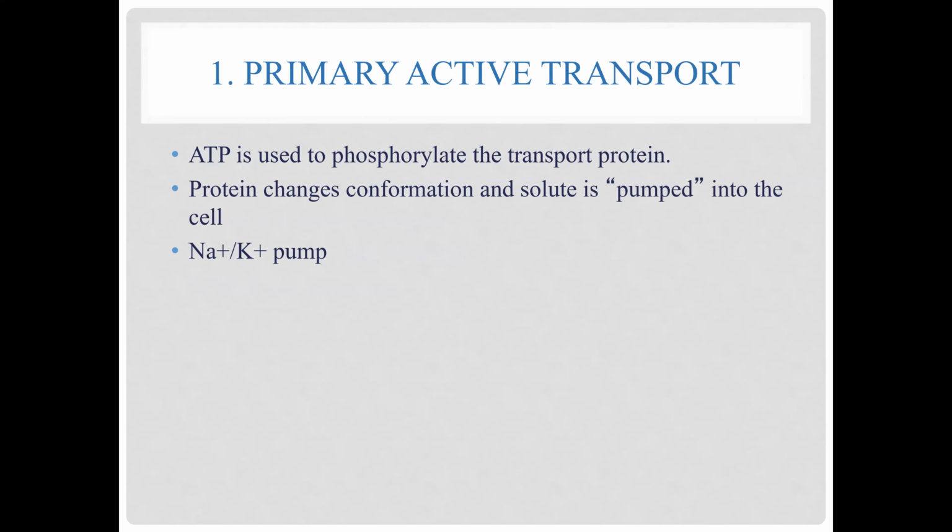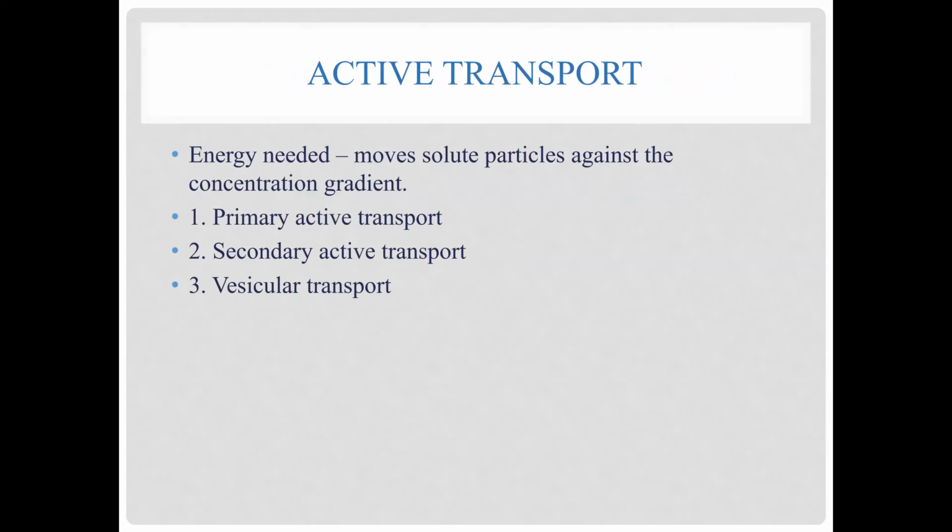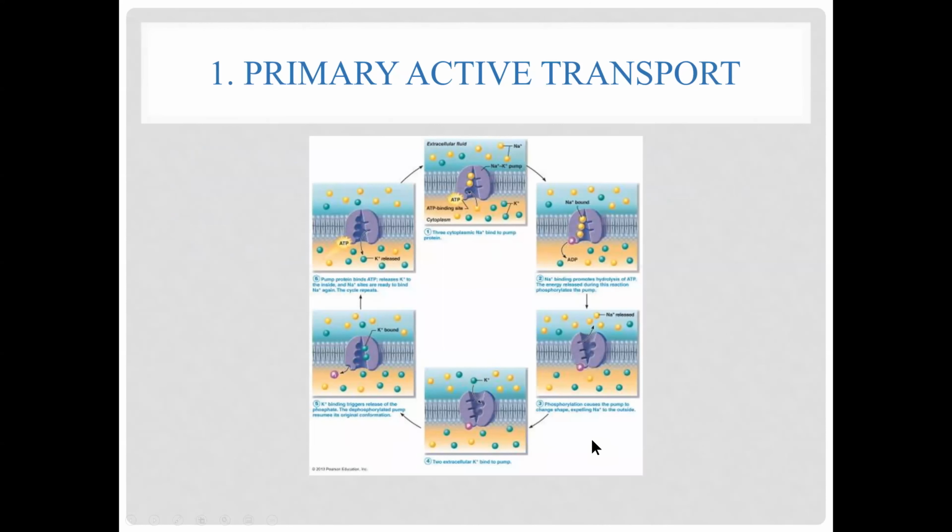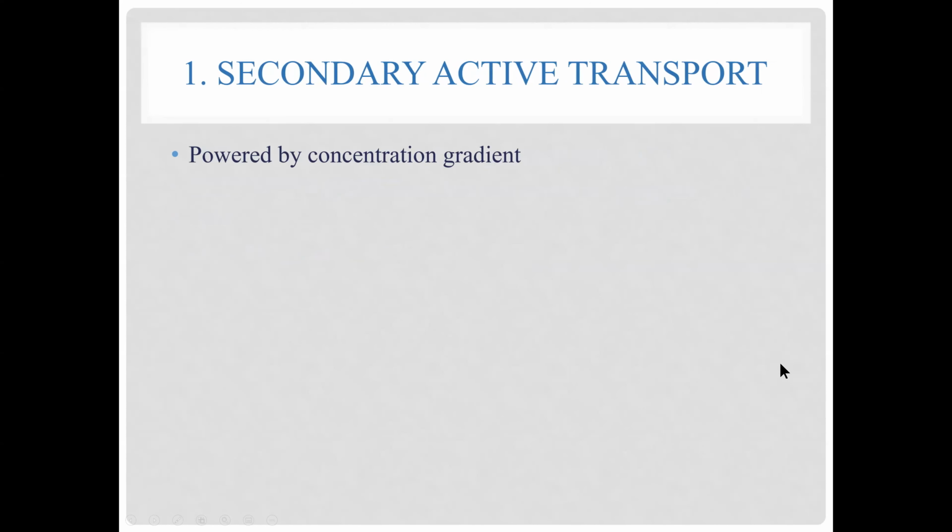ATP, so we've got a transport protein. Remember when we looked at adenosine triphosphate, in that last phosphate group in that bond, there was a great amount of energy. We have phosphorylated the transport protein. In other words, we have passed that energy onto the transport protein. The protein is going to change its configuration, and some type of solute is pumped into the cell by way of the sodium-potassium pump, okay? And this is just an example of this.